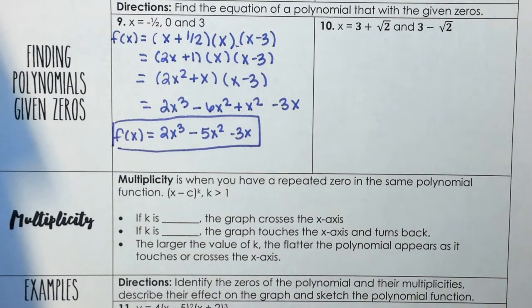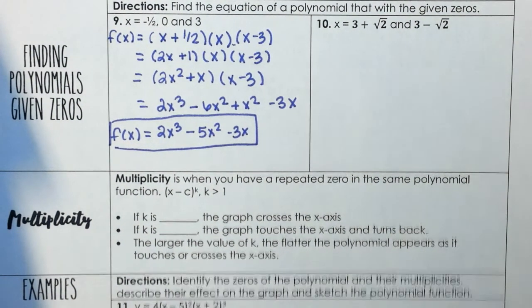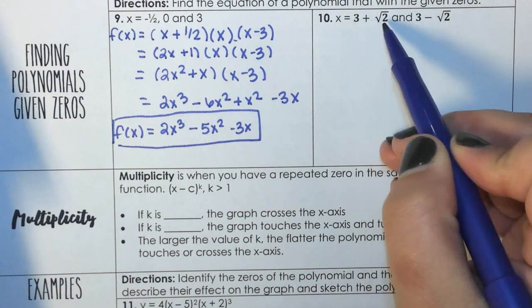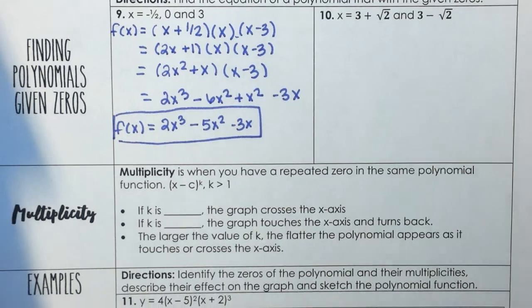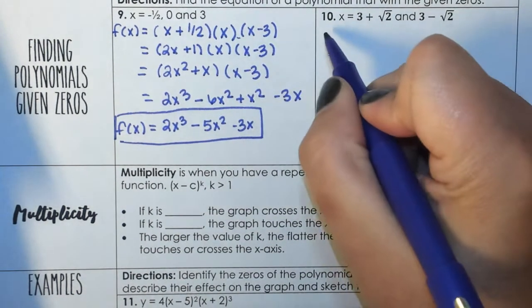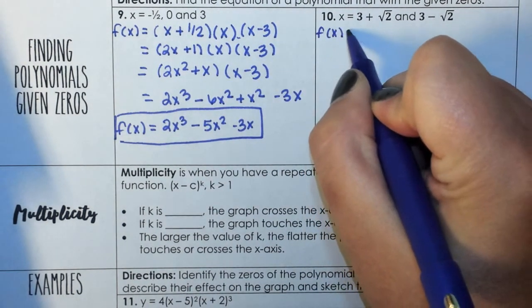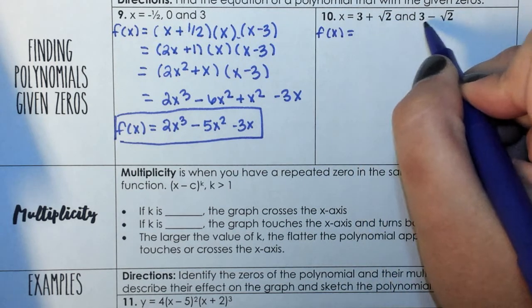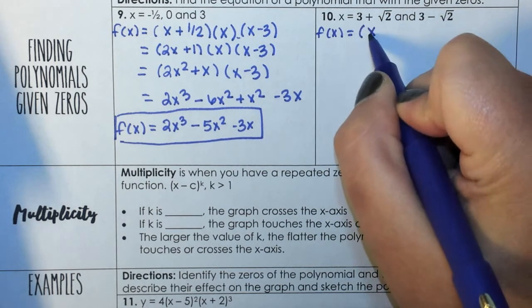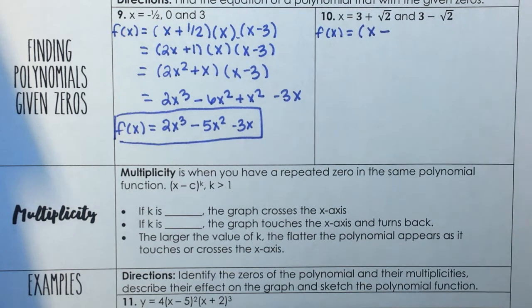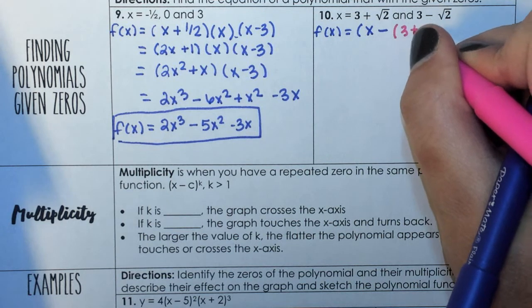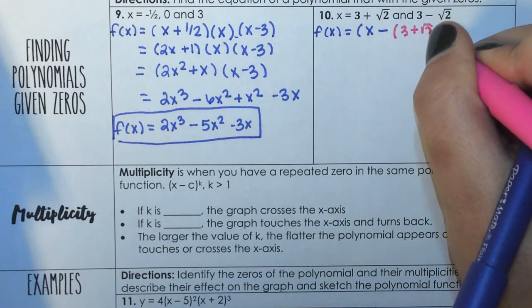Okay. The next one is just a little bit tricky because you have a radical in here, but let me show you how we're going to make it a little bit easier. So we'll have f of x, so we've got our two roots at 3 plus root 2 and 3 minus root 2. So we have to remember that we have to subtract away the entire root, or the entire solution.